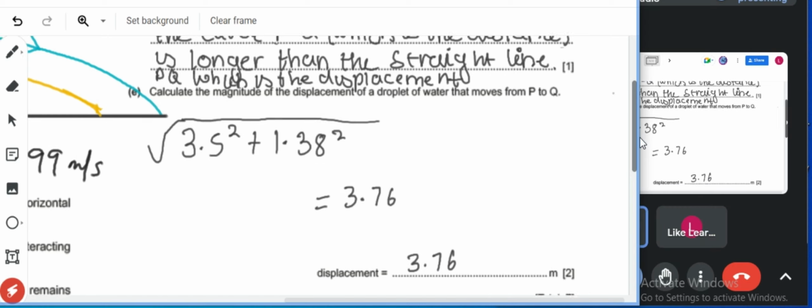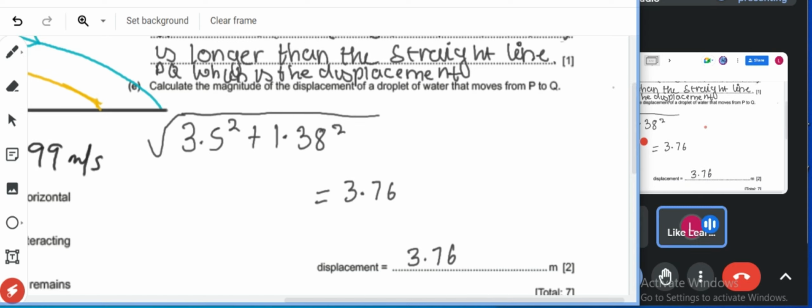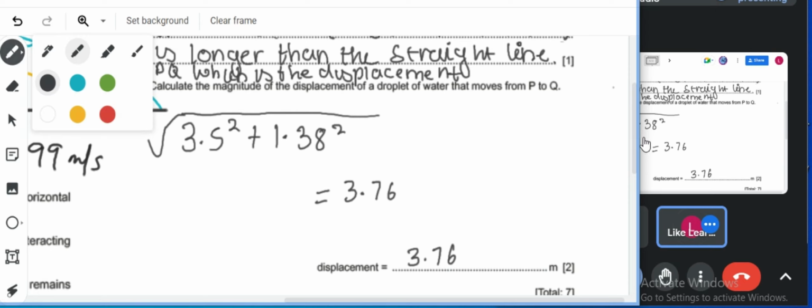Why is it 2 marks? It looks so easy for it to be 2 marks, eh? Yes. But to come up with that is another thing. The magnitude of the displacement.